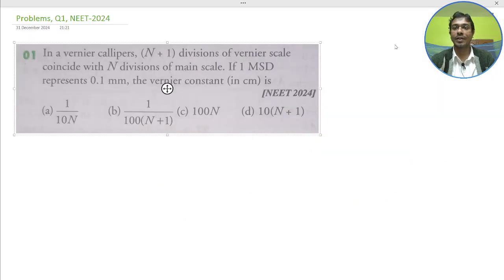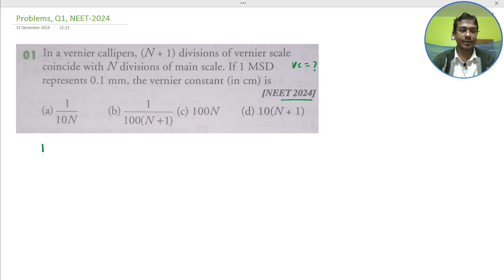First one is a NEET 2024 recent type question, that says in a Vernier calipers n plus 1 divisions of Vernier scale coincide with n divisions of the main scale. If 1 MSD represents 0.1 millimeter, then what would be the Vernier constant? You have to find the Vernier constant VC.